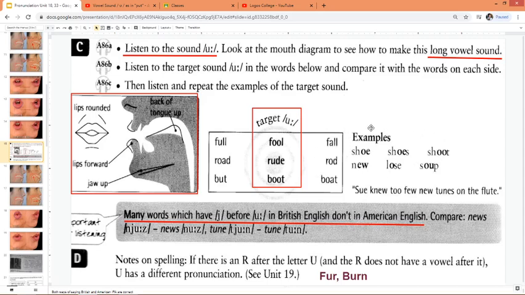Let's put these example words and say them together. Okay. Shoe, shoes, shoot, new, lose, soup. Again, shoe, shoes, shoot, new, lose, soup.